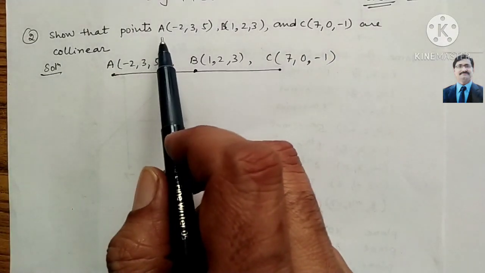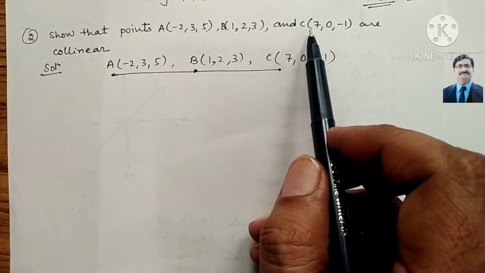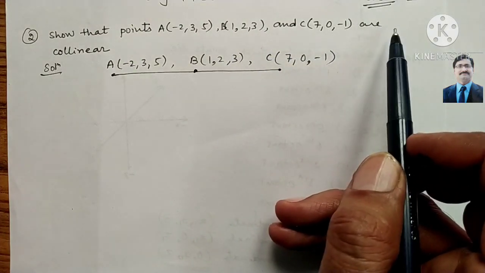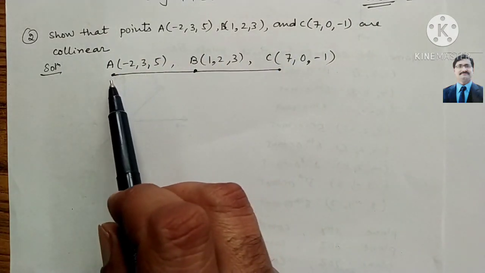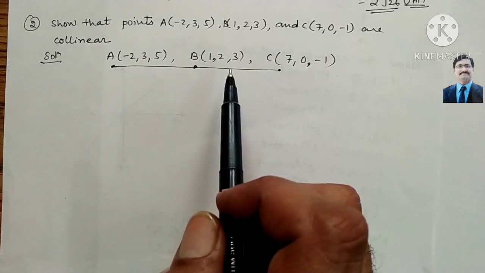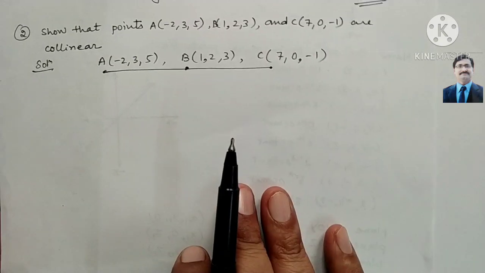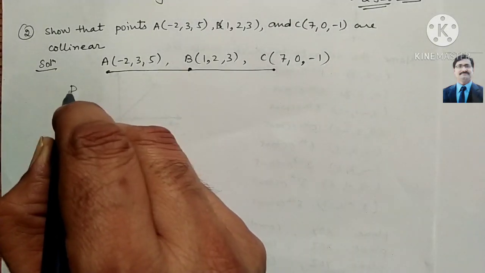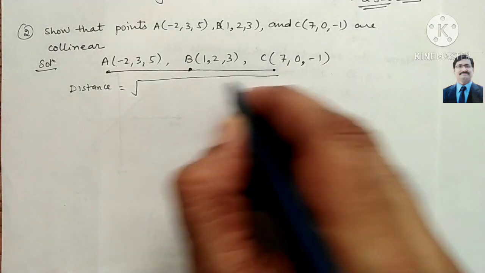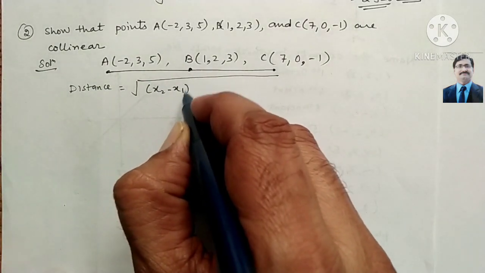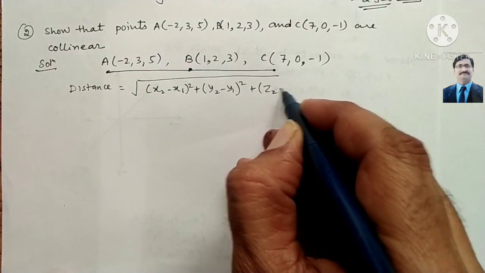Now, the points A (minus 2, 3, 5), B (1, 2, 3) and C (7, 0, minus 1) are collinear. We have to prove these 3 points are collinear. If A, B, C are in a line, then it is called collinear. So we have to find all the distances. First, the distance formula we already know: distance is root of (x2 minus x1) whole square plus (y2 minus y1) whole square plus (z2 minus z1) whole square.